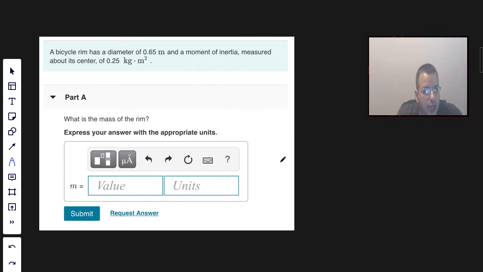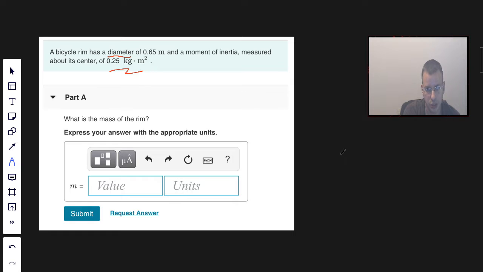A bicycle rim has a diameter of 0.65 meters. Okay? And it's a diameter, not radius. So I'm going to underline that just so I keep an eye on it. Try not to forget it. And a moment of inertia measures about a centimeter of that. What is the mass of the rim?